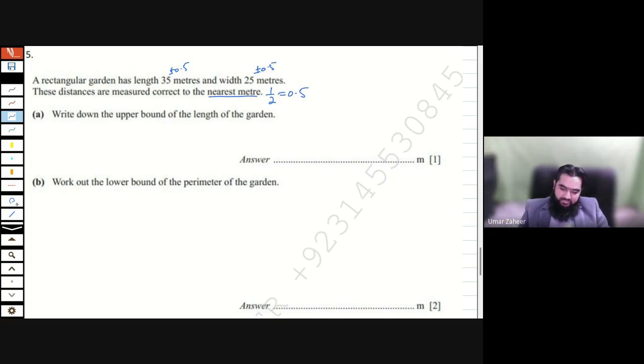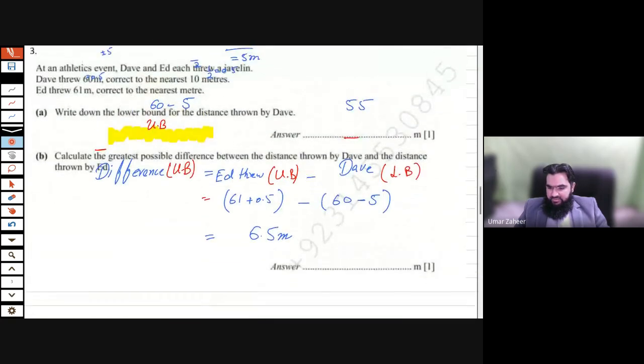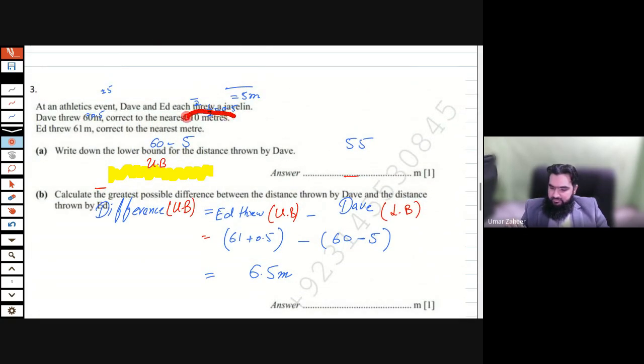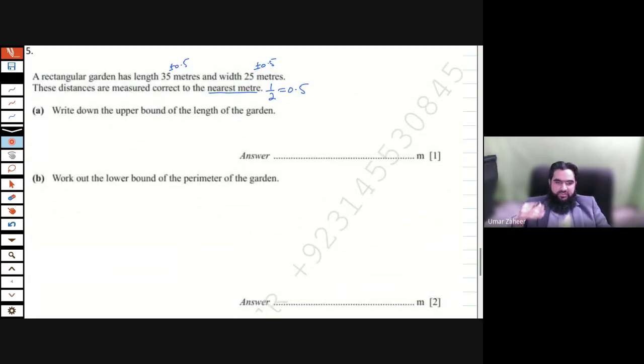All right. I always write this value because sometimes, look at the upper questions, he is going to give you nearest 10 meters, and here you have nearest meters. So it is going to be much easier if you write the value with the given total value. You can easily find upper bound and lower bound. Otherwise, there is a chance you will make a mistake and take the upper bound value of any other one. Okay, now we have to find the upper bound of the length of the garden. Yes, Ibrahim, how can we find it?